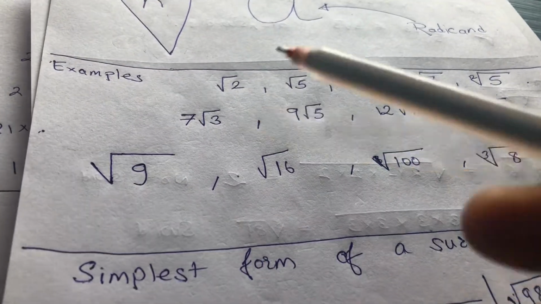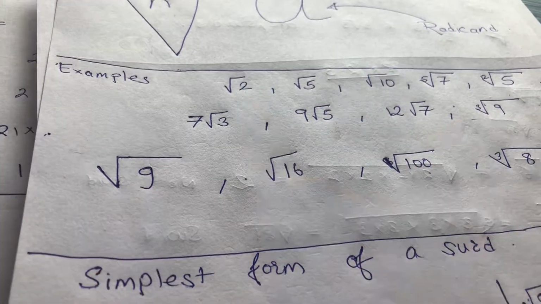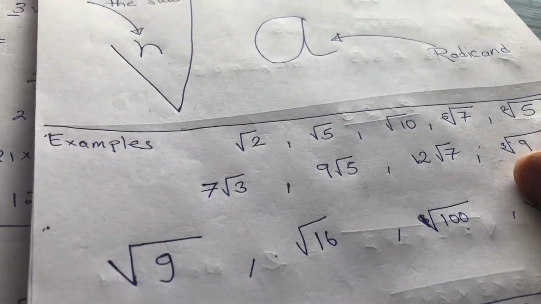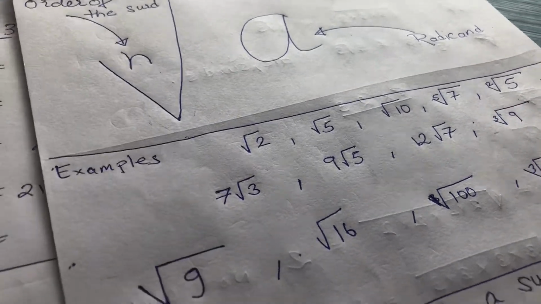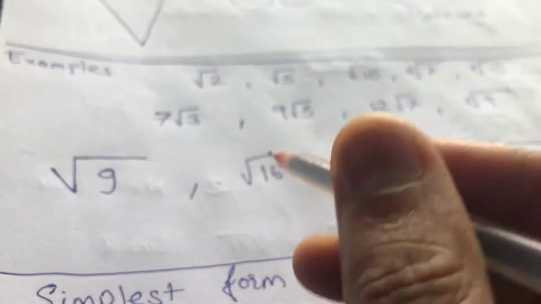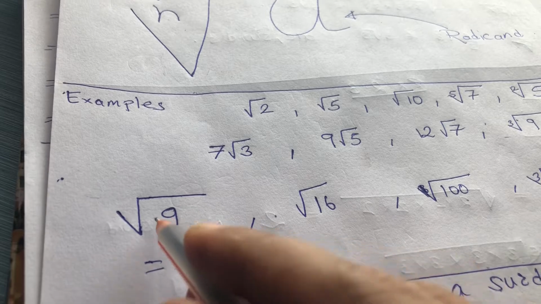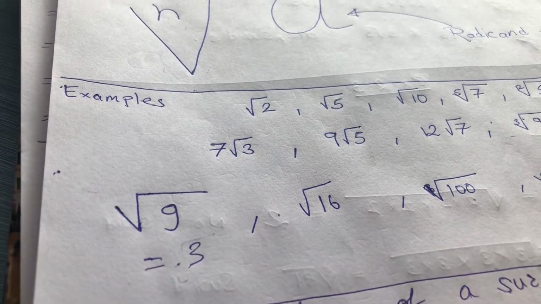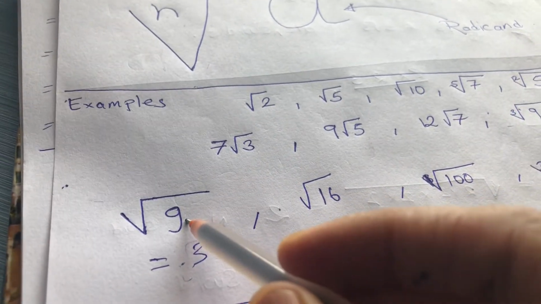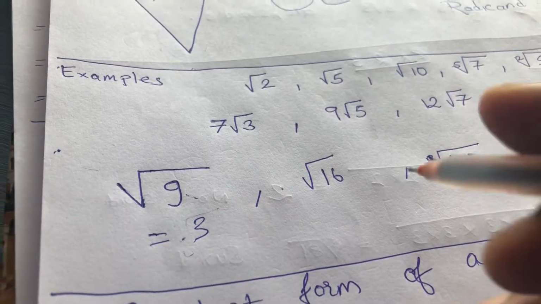But if you see carefully, root 9 is not a surd. It just looks like a surd. If we solve root 9, what do we get? Root 9 is equal to 3. So is there any radical sign here now? No. So root 9 is not a surd. It just looks like a surd.